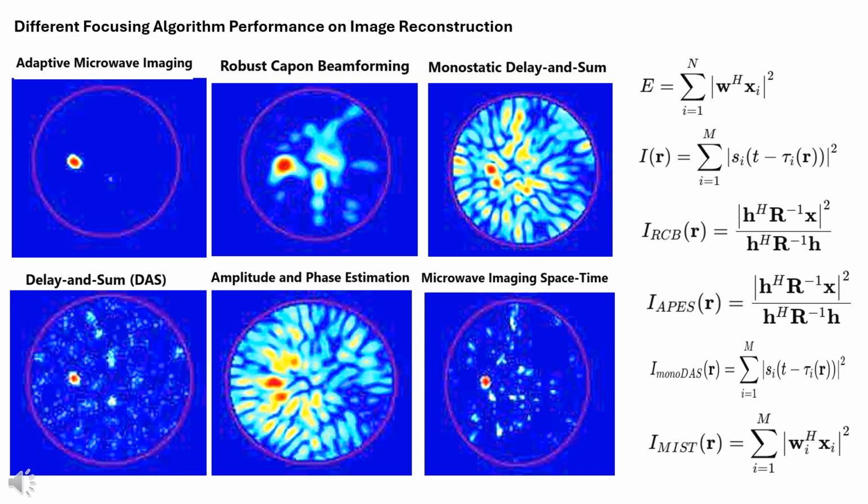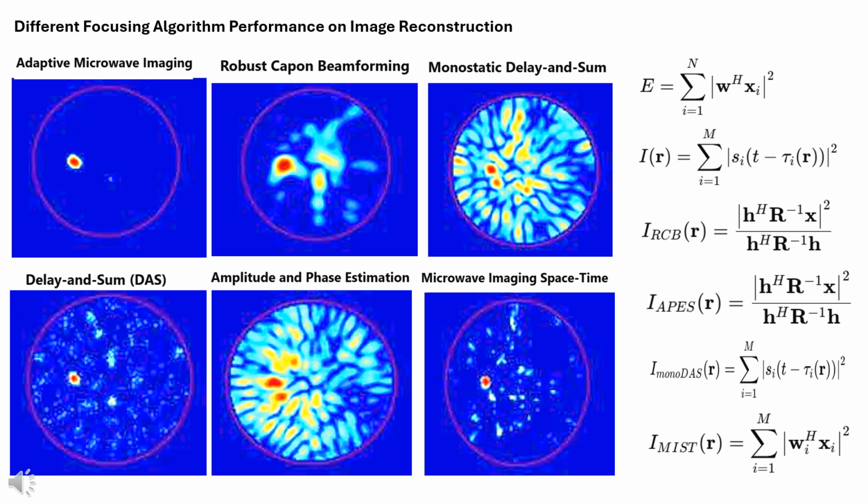Lastly, we have microwave imaging via space-time (MIST), which applies space-time beamforming to process signals. While it offers some interference suppression, it results in lower resolution and higher clutter compared to the adaptive methods. The intensity formula here is I-MIST, with W representing the weight vector and Xi the received signal. As you can see, the MIST method provides the least clear image, with significant clutter making target detection more challenging.